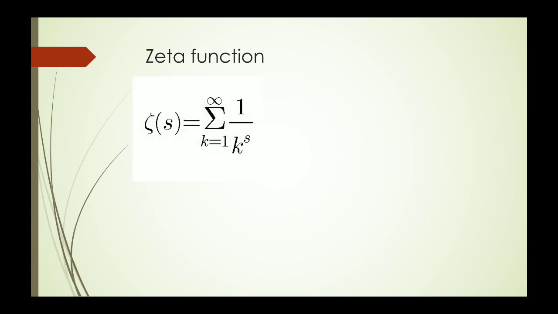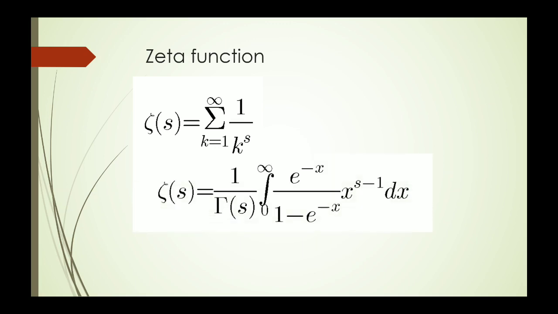Now, the following expression was given by the German mathematician Peter Gustav Dirichlet, but this expression only accepts the natural values of S. Later on, another German mathematician, Bernhard Riemann, extended the function so that it can accept not only the negative integers but also the complex numbers. Over here, the gamma function in the denominator is defined as the following.